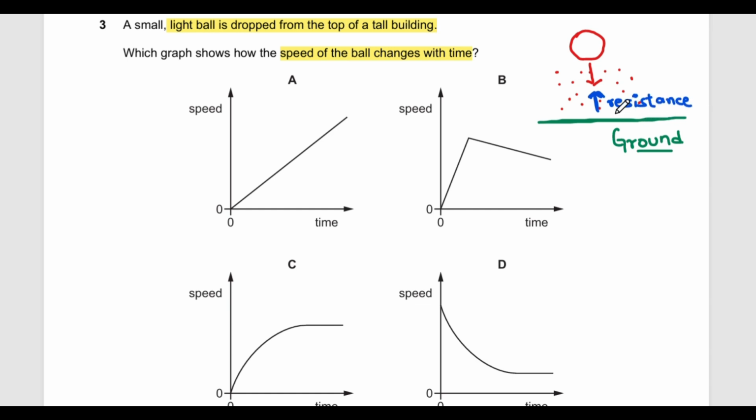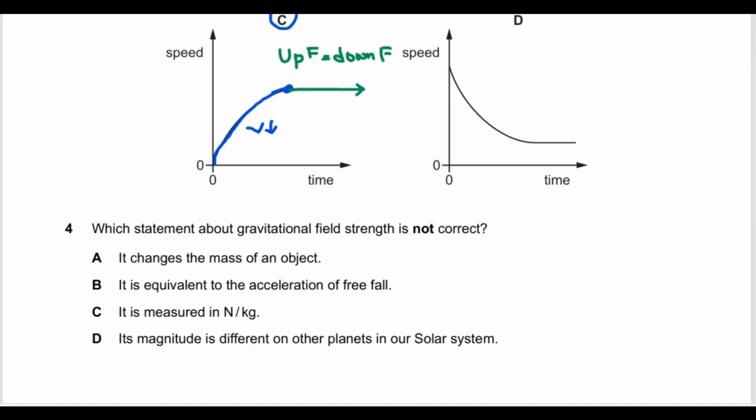Due to this resistive force, the acceleration of the ball will start decreasing, and there will come a point when the downward force on the ball is equal to the upward resistive force, and they will balance each other and the ball will attain a constant or terminal speed. So C is the correct option, because firstly the velocity increases with time, and then finally there comes a point when the upward force is equal to the downward force and the body achieves a terminal speed. So C is the correct option.